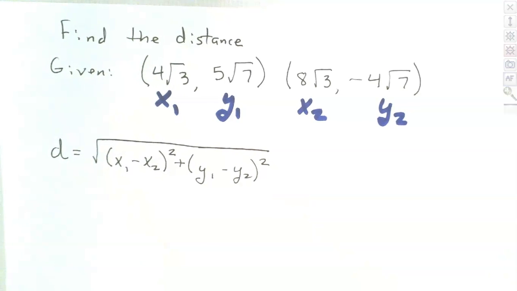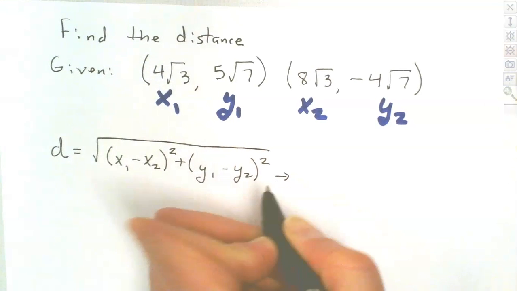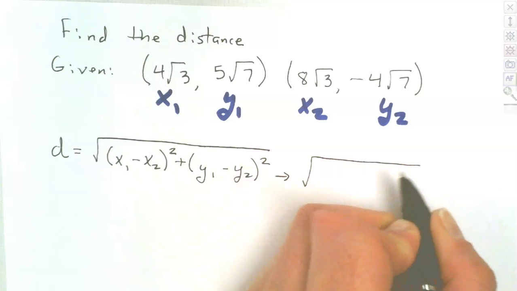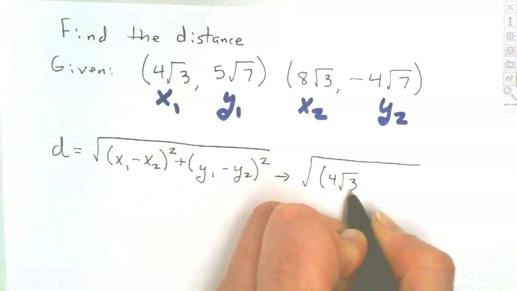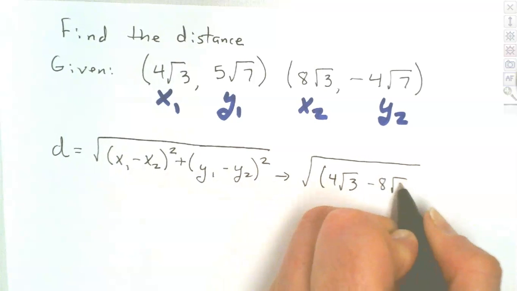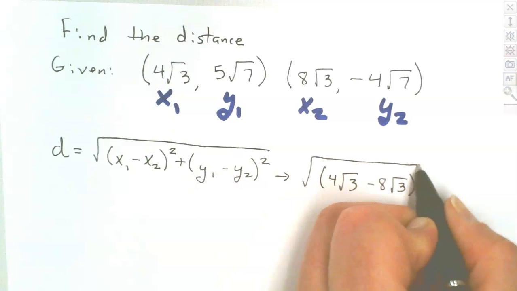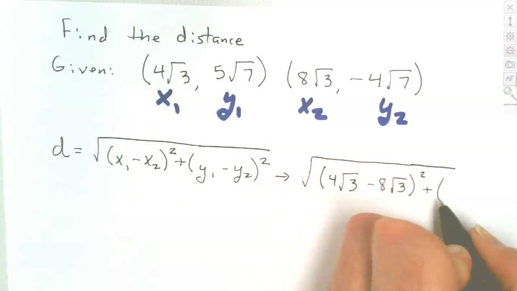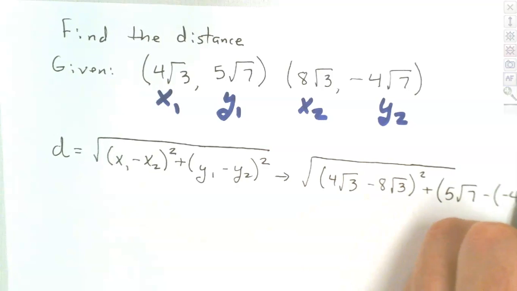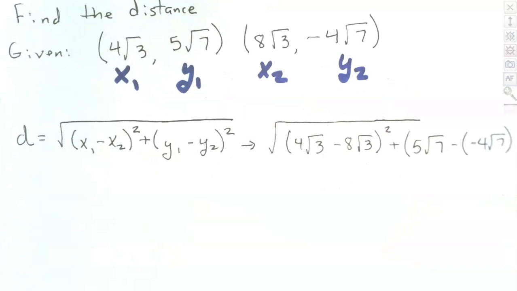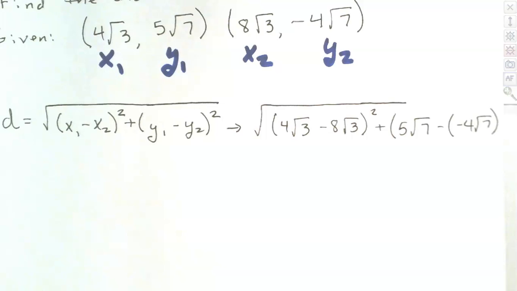And this is very, very similar to question 6 in your homework. It's almost exactly the same, just different roots. So let's go ahead and fill this in. So we now have the square root of 4 square root of 3 minus 8 square root of 3, quantity squared. And then we have 5 square root of 7 minus a minus 4 square root of 7. And that's squared as well.